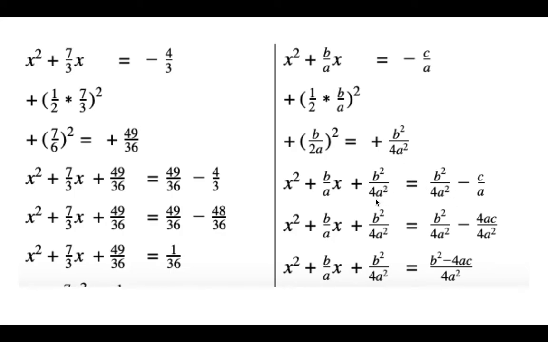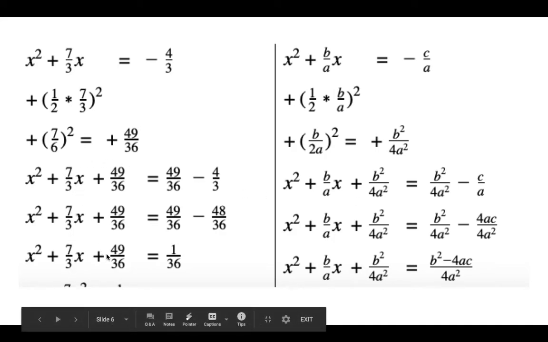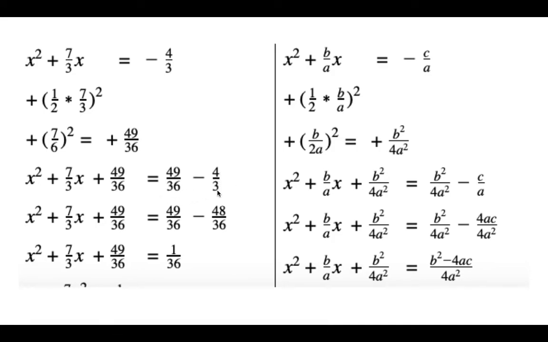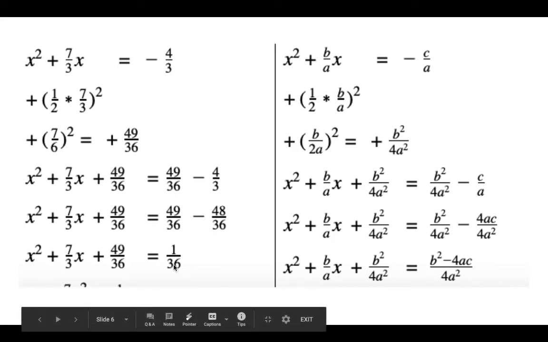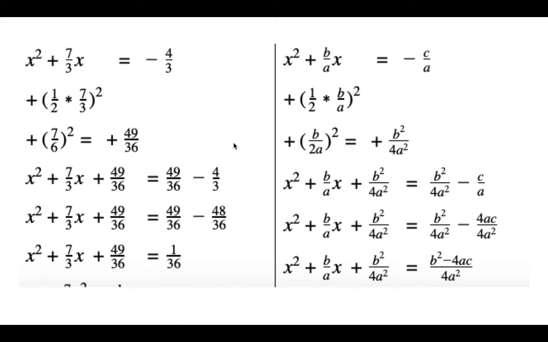All right, now we get some fun with fractions. So coming down here, this whole left side just stays the same, and I'm just dealing with the fractions. 49 over 36 minus 4 thirds. I need to find a common denominator, which will be 36. So I multiply the top and bottom by the same number, 12. So 4 times 12 is 48. 3 times 12 is 36. Then I'm going to do my subtraction. 49 over 36 minus 48 over 36 is 1 over 36. So now we've added b over 2a squared to both sides.